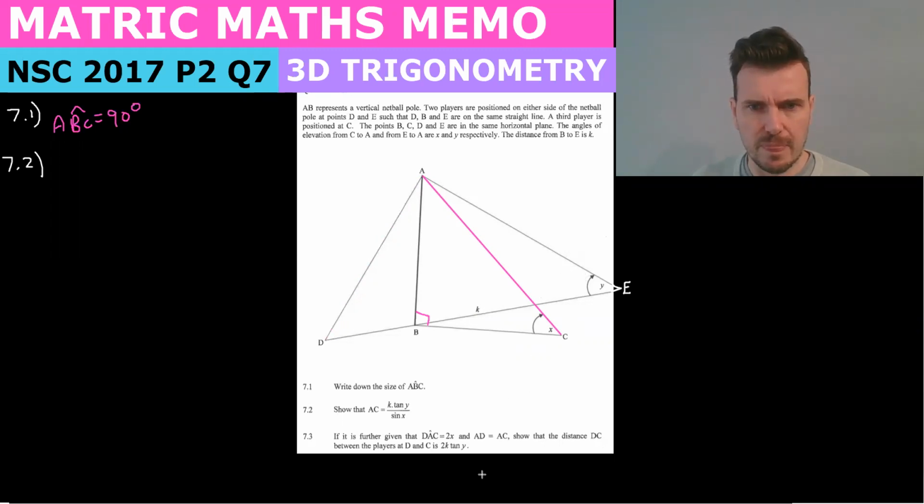So we're working in the other triangle. So let's put that as green. And so tan Y is equal to opposite over adjacent. So AB over K.